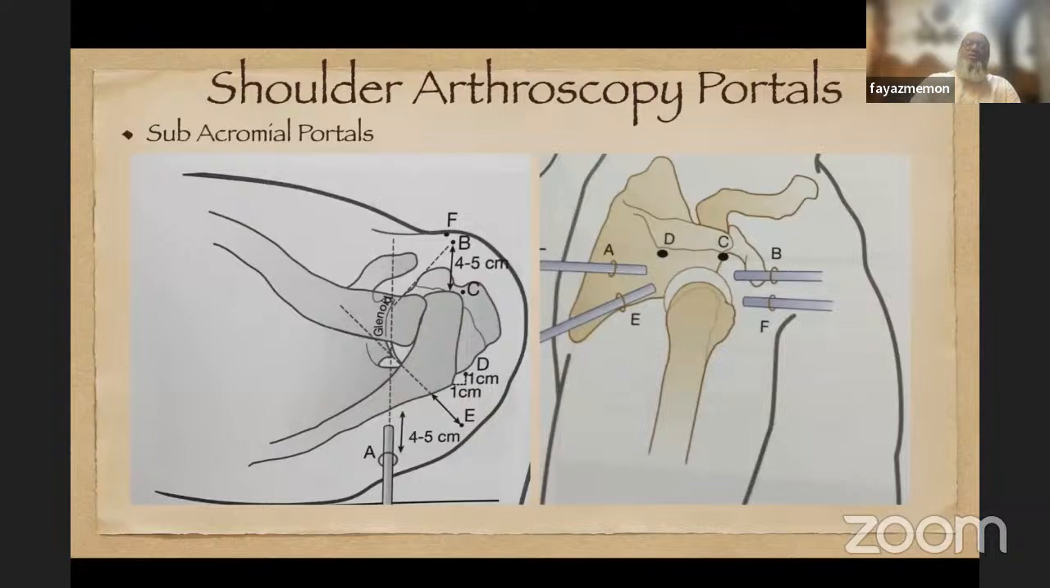there are two types of portals. One is subacromial portals, the set of portals required for the subacromial procedures, which cannot strictly be called arthroscopy portals, but shoulder endoscopic portals. But for convenience, we call them shoulder arthroscopy portals only, or subacromial portals. So these are the portals that we can see from here. I'm going to show you the video.